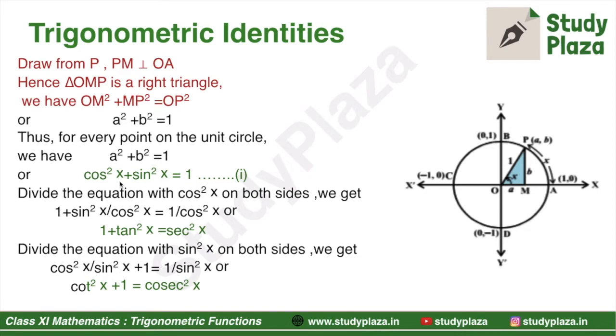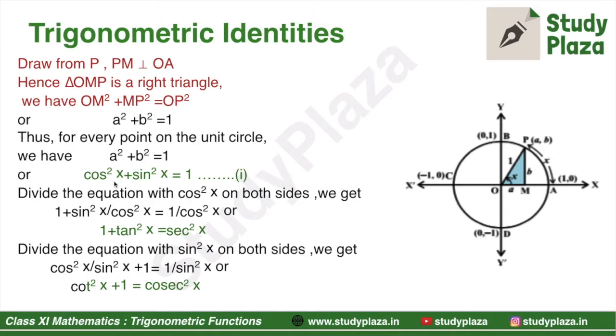Now we take this equation and divide the whole equation by cos square x. So we get 1 plus sin square x upon cos square x is equal to 1 upon cos square x. Since sin x by cos x is equal to tan x, 1 plus tan square x is equal to 1 by cos square x, which means sec square x. So the identity will be 1 plus tan square x is equal to sec square x. This is the second identity that we studied in class 10.